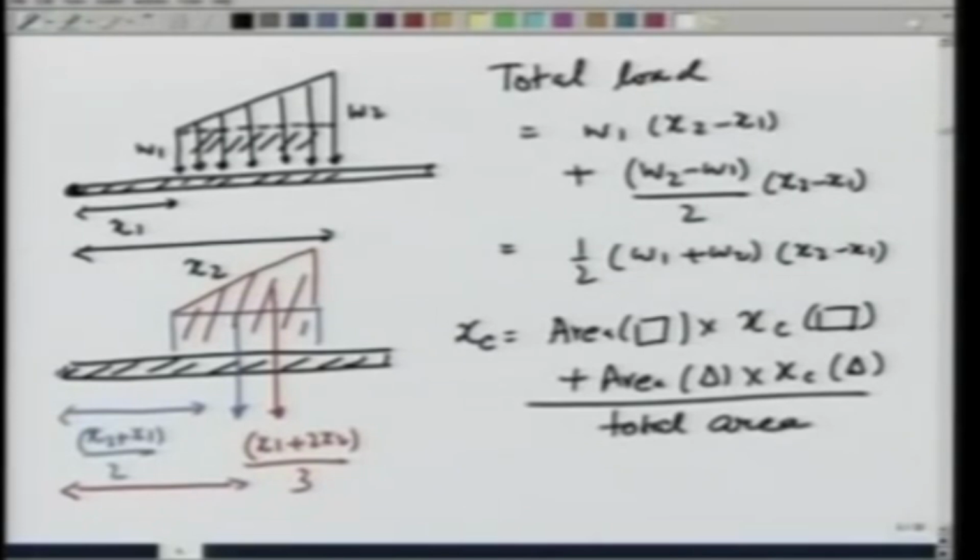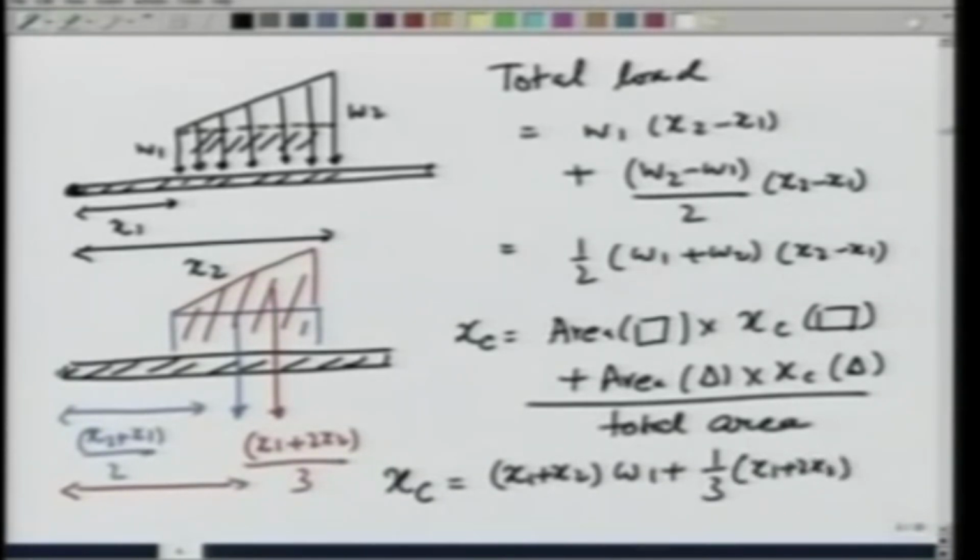You do a quick calculation and the answer you get is xc equals (x1 plus x2) times W1 plus 1/3 (x1 plus 2 x2) times (W2 minus W1), divided by (W1 plus W2).